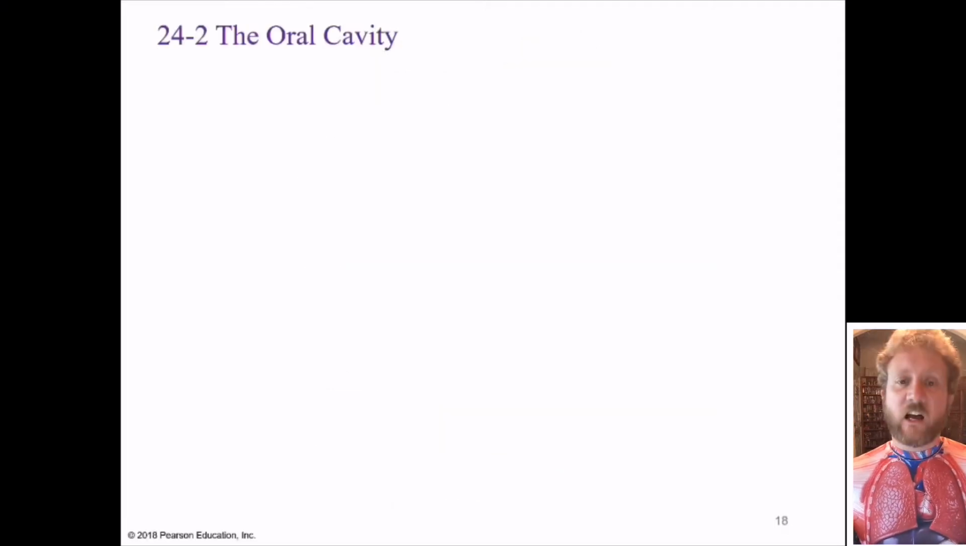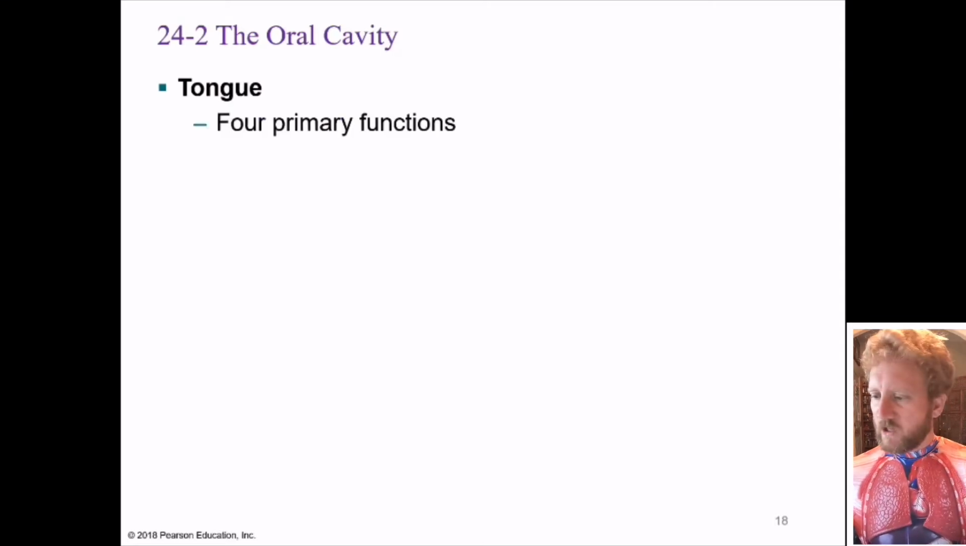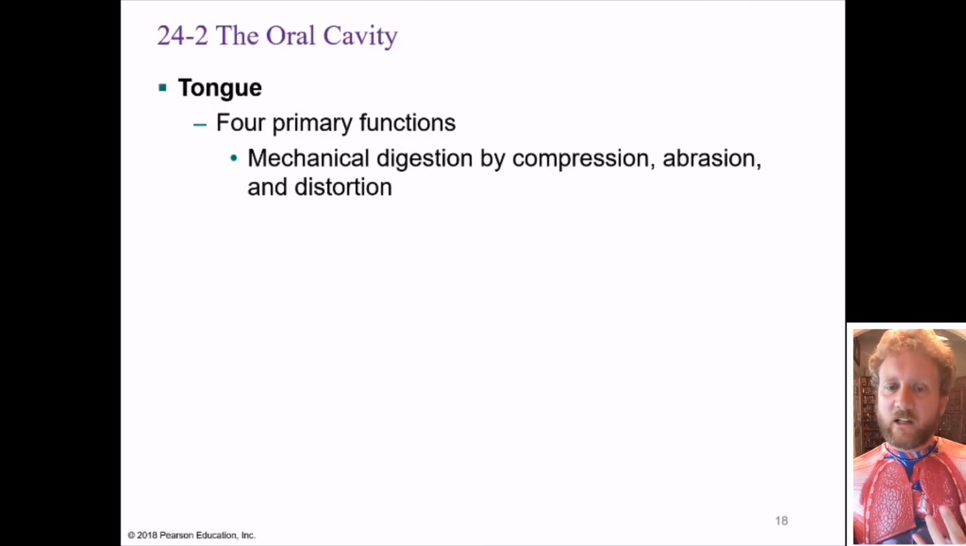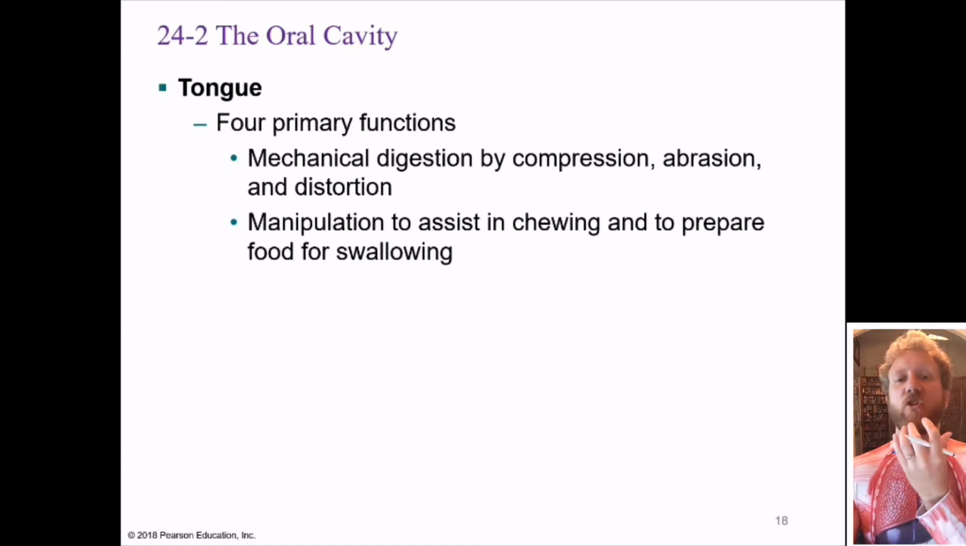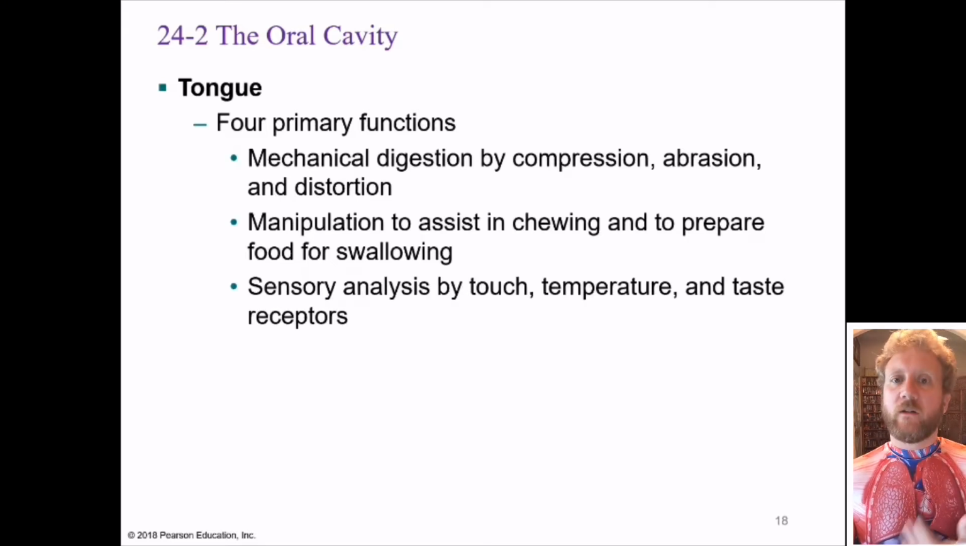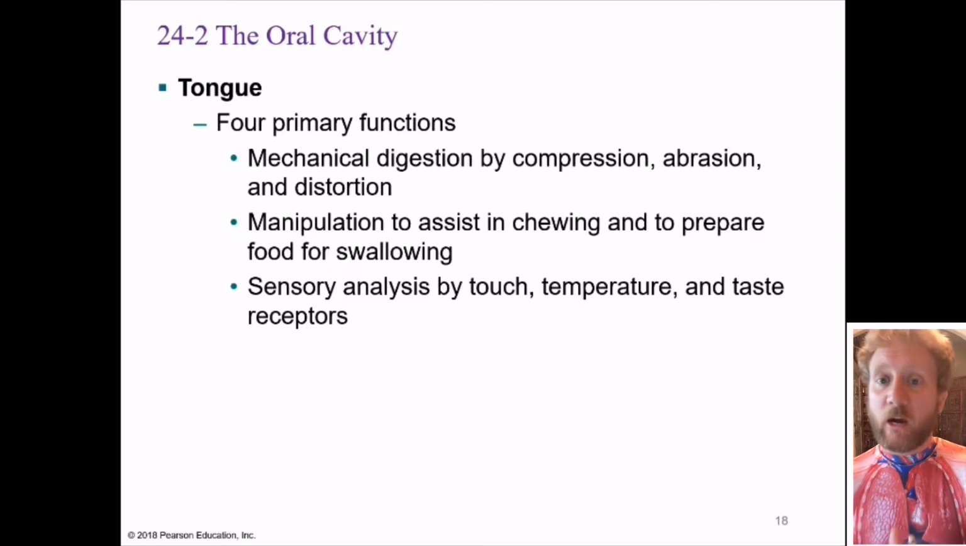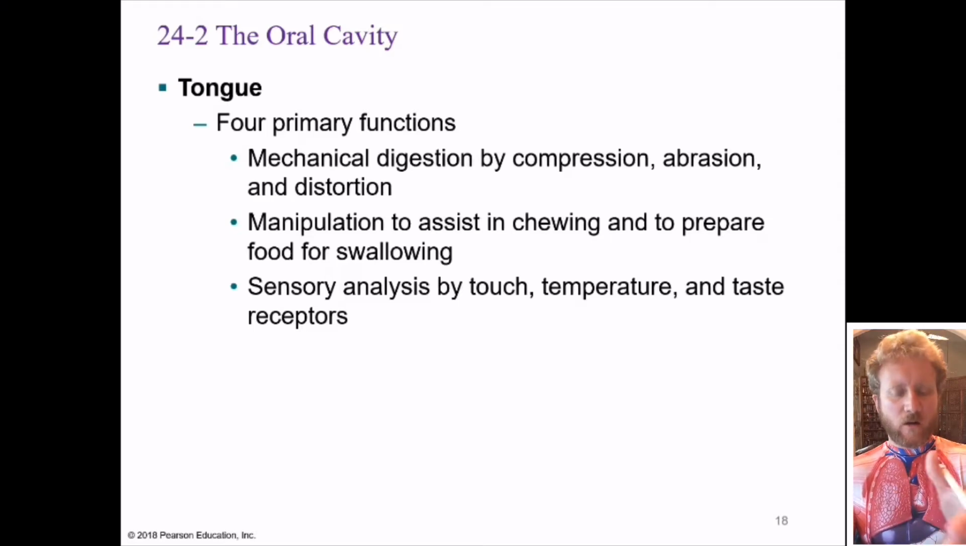Talking about the tongue's kind of important. It's got four major functions, okay? The first function is to help mechanically digest by compressing, abrading, and distorting your food, kind of mashing it around and stuff like that. Manipulating food to assist chewing, to help move it around to your teeth, from your slicing teeth in the front to your grinding teeth in the back. It's also got some sensory taste, of course, touch as well, temperature, especially if you've ever burned your tongue, you'll know about that one. You know, whoa, I need to stop.